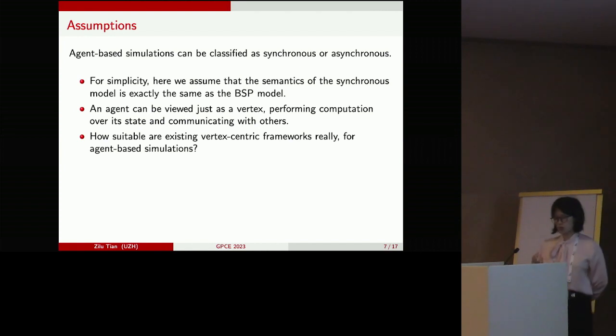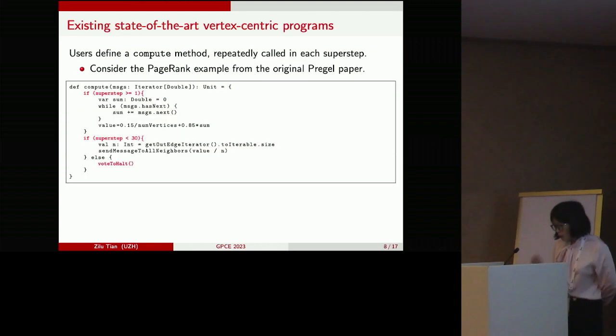Given this assumption, how suitable are existing vertex-centric frameworks, such as Pregel, Giraph, GraphX, and Flink, really for agent-based simulations? Can domain scientists just directly take such frameworks and start running simulations? Are we done? Well, we'll start with an example of what the state-of-the-art vertex-centric frameworks look like.